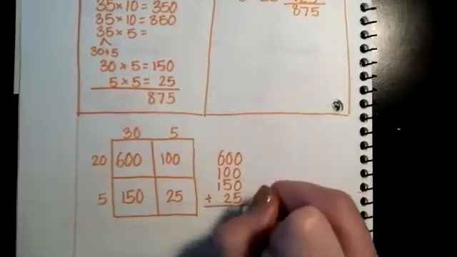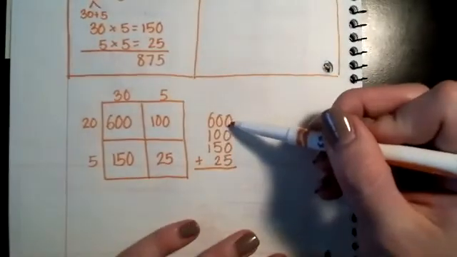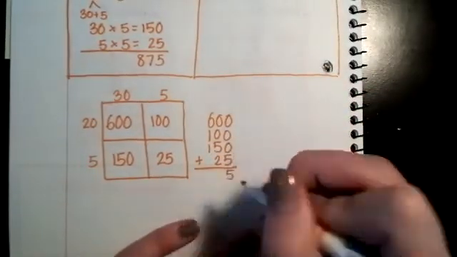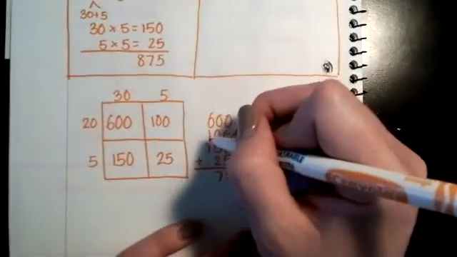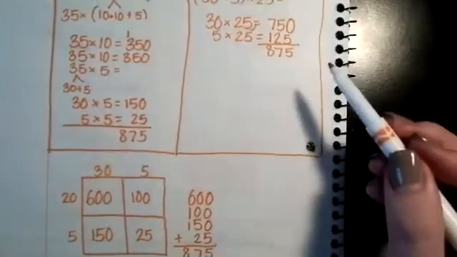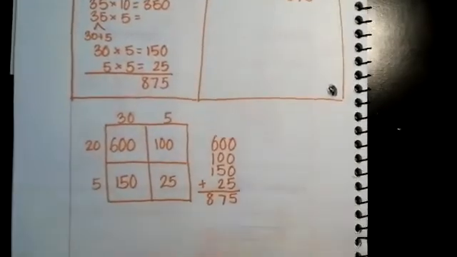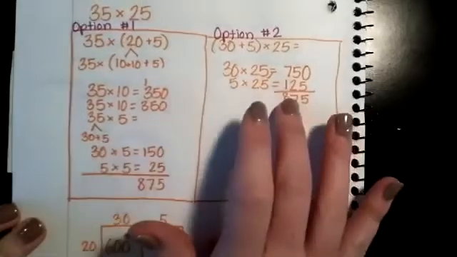Let's see if we got the same answer that we did in our first 2 options. In our ones place, we've got a 5. Tens place, 5 plus 2 is 7. And hundreds, 6, 7, 8. 875. Okay, so because I checked my work, I know that these are the correct answers.